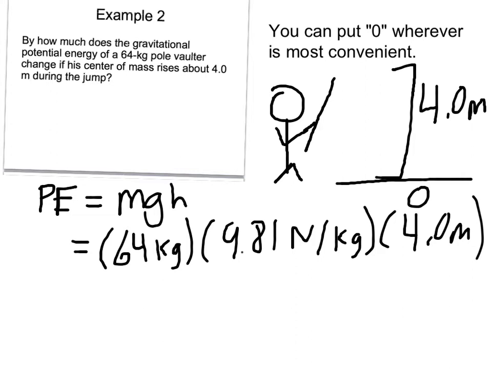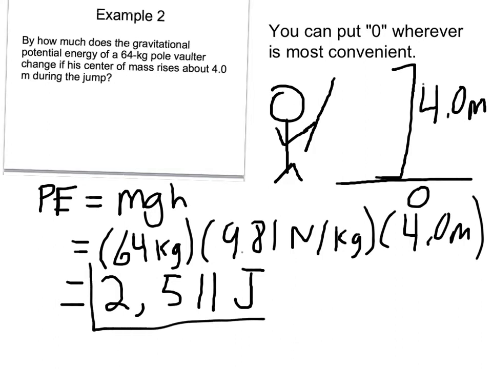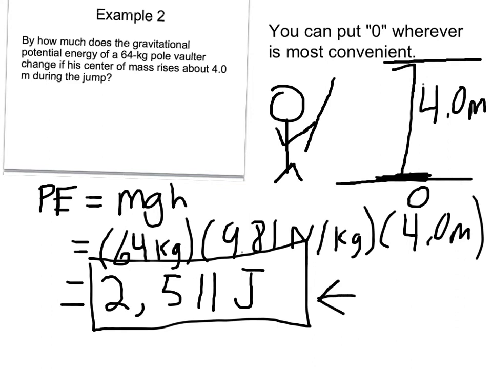Potential energy is potentially the easiest thing to calculate. And when I did 64 times 9.81 times 4, I get 2,511, and I rounded off there, joules. 2,511 joules as his change in potential energy. So he had 0 potential energy at the ground, and the question asks for his change in potential energy. When he gets up here, that's his new potential energy. If he started with 0, this is also his change. So that's how much potential energy he has.